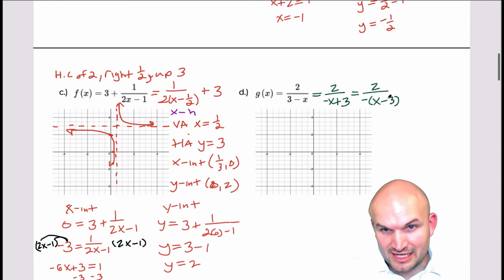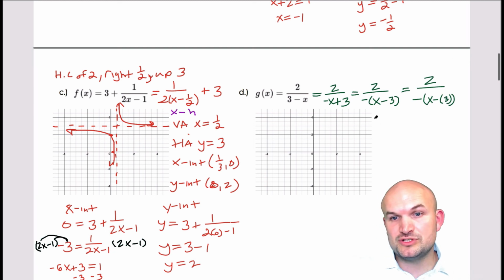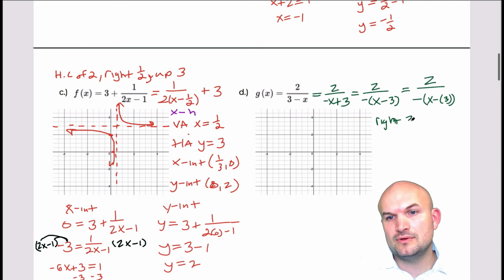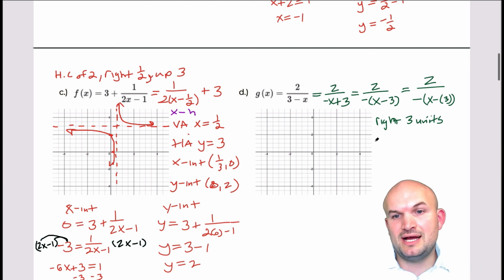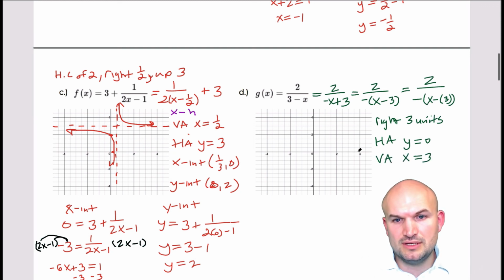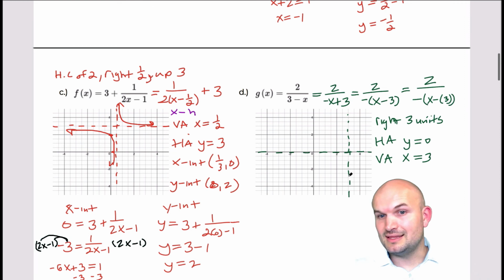Now that I have factored out the negative, I can see that I am shifting this, because I could also write this as 2 divided by negative x minus 3. Right? So my h is 3, so that means I'm going to go to the right 3 units. But I'm not shifting my graph up or down at all. So therefore my horizontal asymptote is still at y is equal to 0. My vertical asymptote, though, now is at x is equal to 3. So I'm going to go to 3, draw a nice little asymptote here. My horizontal asymptote at y equals 0. Draw something like that right there.